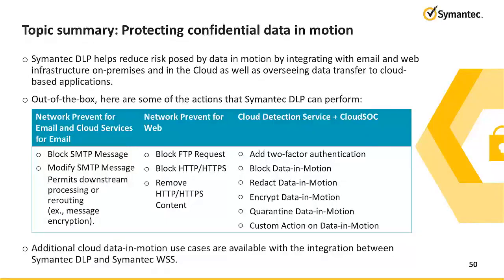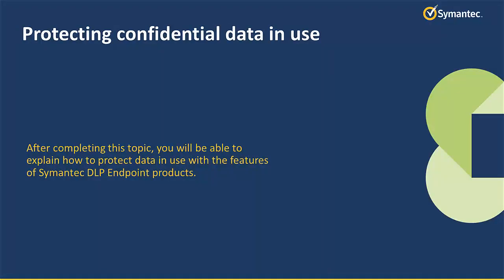DLP can also encrypt data in motion, where DLP, CloudSOC, and Information-Centric Encryption, or ICE, are used together. This combined functionality will ensure that content matching policy will be written to the cloud application now in an encrypted format. Lastly, custom actions on data in motion allows you to create a custom action on matching content if the action you want to take on traffic that matches policy is not available in the list supplied. This might be because functionality has been added to the application that is not yet replicated and enforced, for example. Additional cloud data in motion use cases are available with the integrations among Symantec DLP, Symantec CloudSOC, Information-Centric Encryption, and Symantec WSS.